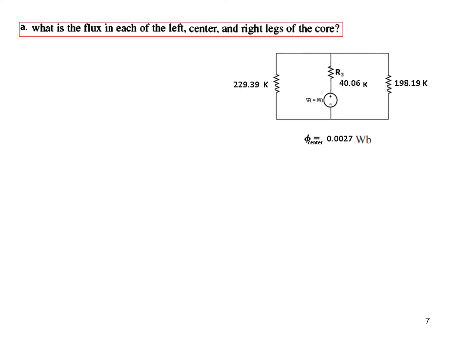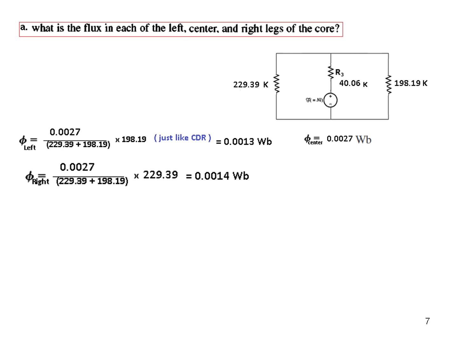So the center flux we have found, and now we have to find the flux on the left and the flux on the right. It is just like the parallel circuit where we find the current in the two arms by the current division rule. Exactly the same thing will follow here. So by CDR, phi left will be the total flux, total MMF divided by total reluctance, multiplied by the opposite arm. So we want to find here, then we multiply by the opposite arm. So this is the flux in the left side, and similarly the flux on the right hand side. So all three fluxes we have calculated. So part A of the question is done.